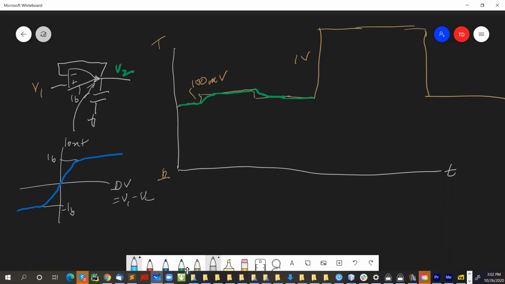So what will happen is the current at the output of the transconductance amplifier will just saturate at plus or minus IB. It'll just stay there until the voltage difference gets small enough. When the voltage difference gets small enough, it'll start decreasing. So what does that mean for the output voltage, V2? This is V2 here, and brown is V1.